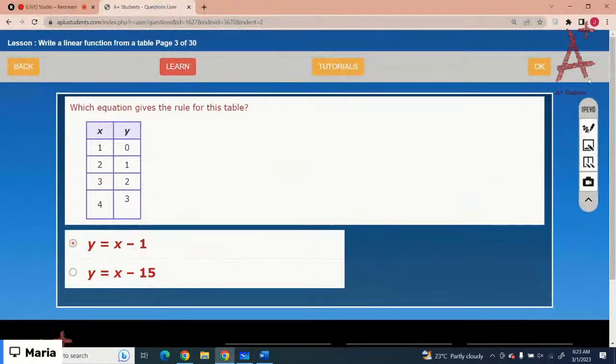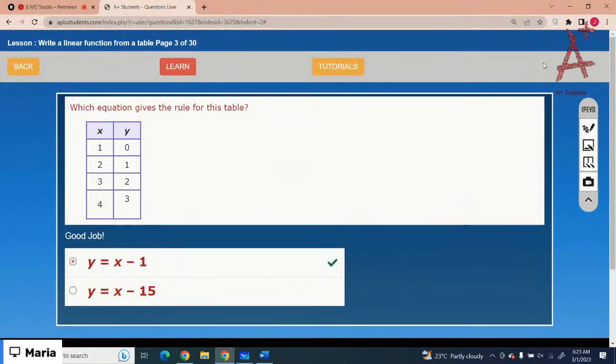So select the correct option and click on the OK button.